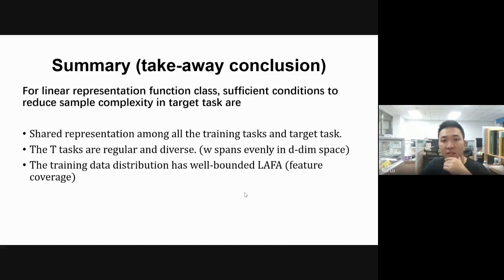To make a summary, the takeaway conclusion is this. For linear representation function class, if the following conditions hold, then we know an empirically good representation is guaranteed to reduce sample complexity in the target task. These conditions are: first, all the training tasks and the target tasks should share this representation and the state space and action space. The second condition is that all these tasks should be regular and diverse, so the usage of the data is efficient. And the third condition is that the training data distribution has a well-bounded Laffer criterion, which means the feature coverage is good. Okay, any questions?